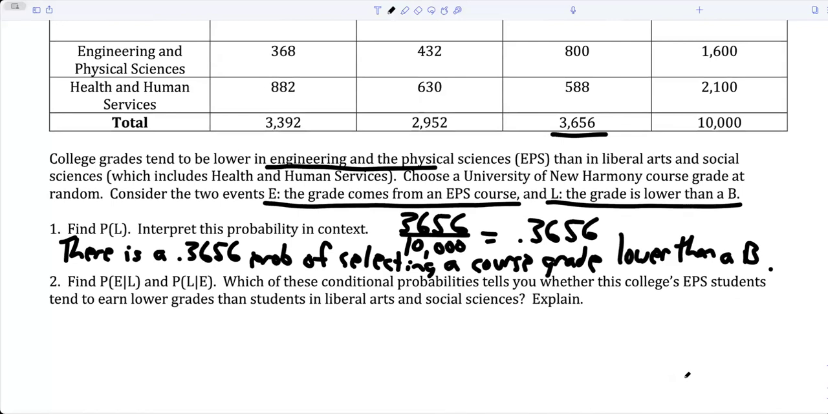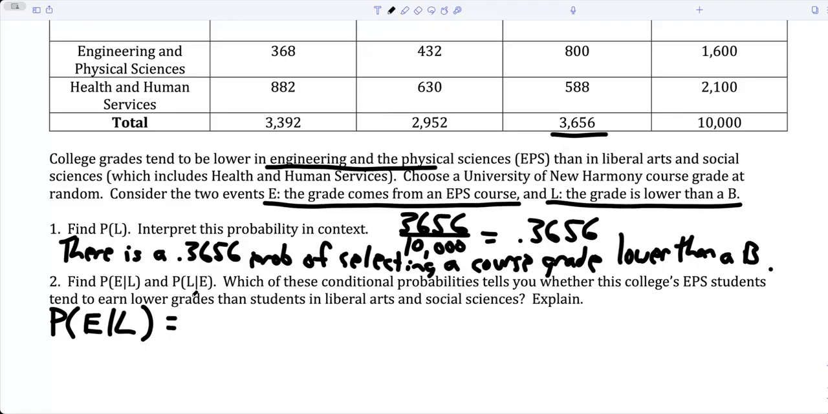So the next part says, find the probability of E given L and the probability of L given E. Which of these conditional probabilities tells you whether this college's EPS students tend to earn lower grades than students in liberal arts and social sciences? Okay, so let's do that. We want the probability of E given L. That is going to be the probability that they are in the EPS school, given the fact that they have a grade lower than the B.